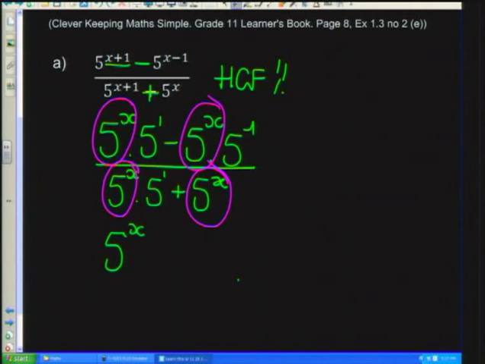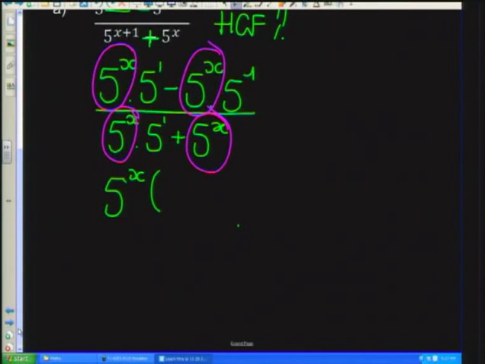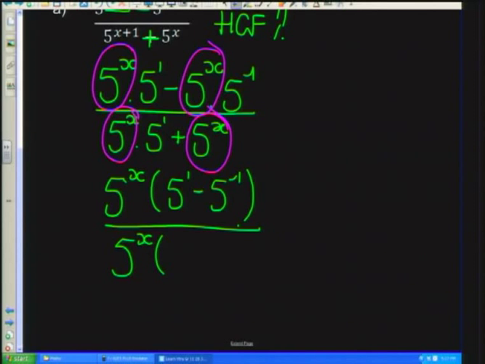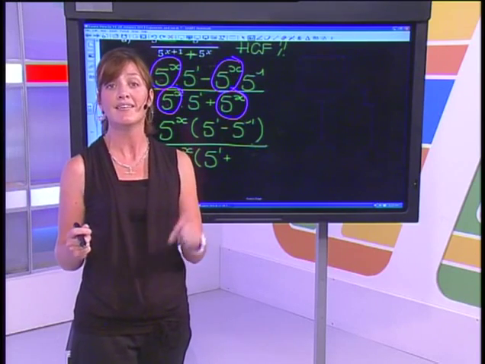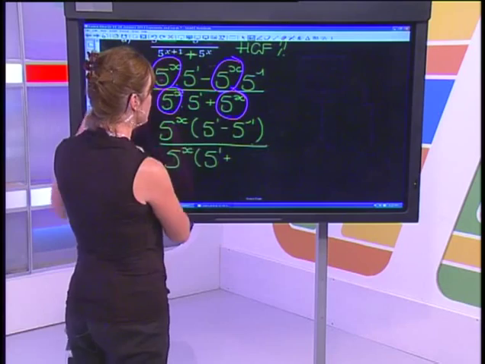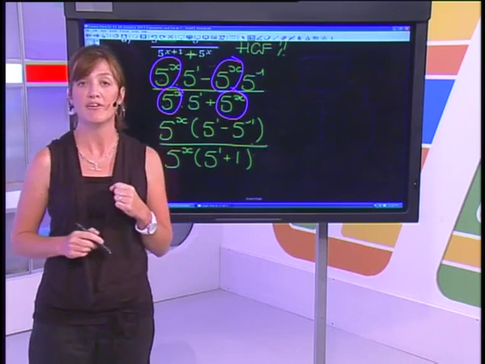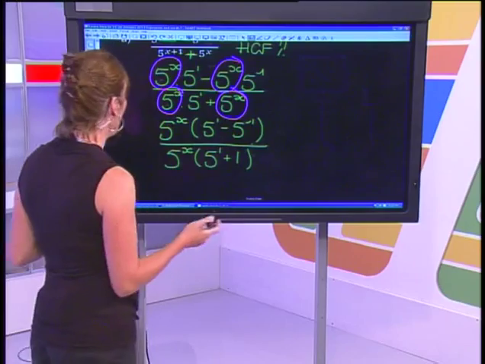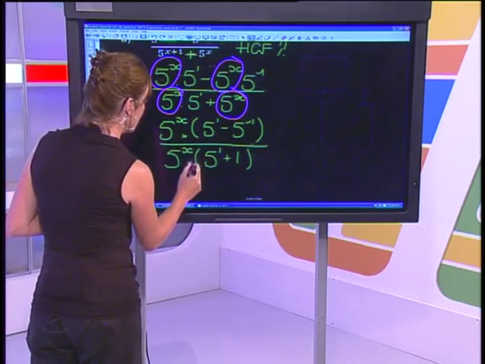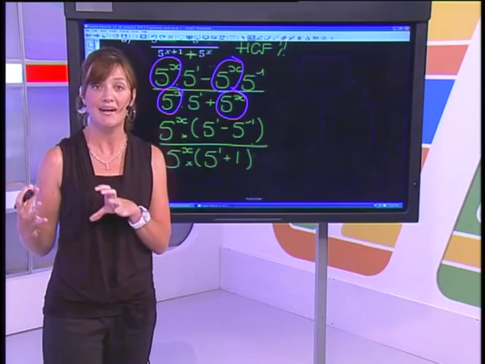If 5 to the x comes out of my numerator, what we are left with is 5 to the 1 minus 5 to the negative 1. And down below here, if I take out my 5 to the x, what we are left with is 5 to the 1 plus, and if the whole term of 5 to the x comes out, remember what you're left with inside your bracket is a value of 1. So the whole term of 5 to the x has come out, and we were left with that 1 over there.